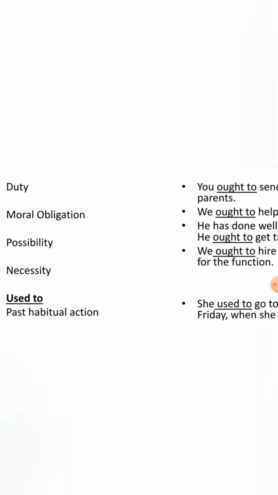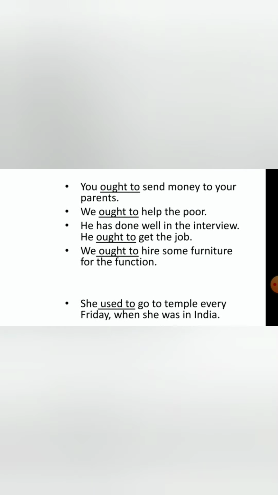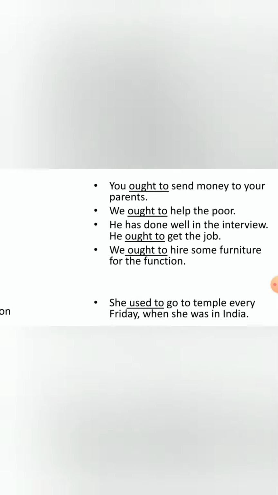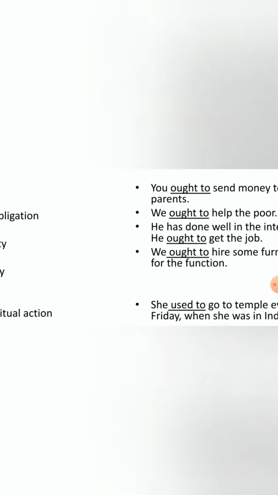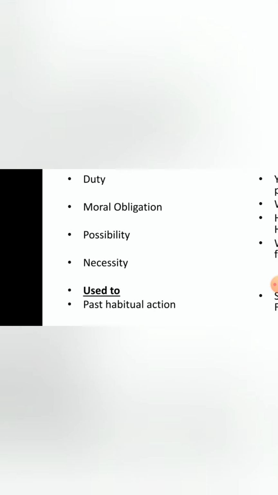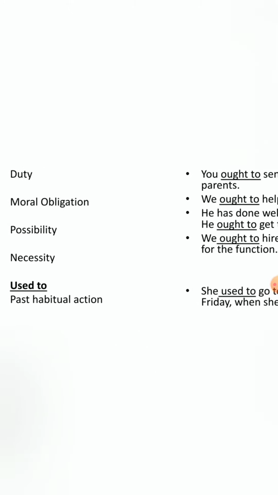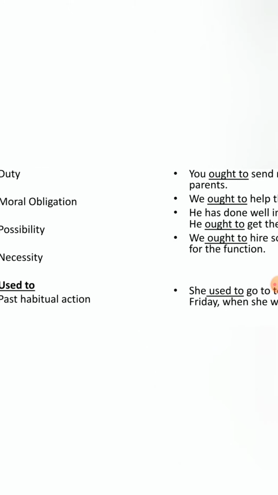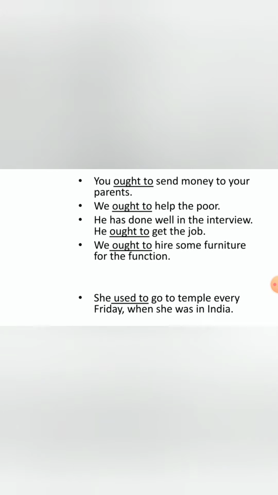Then next one is possibility. He has done well in the interview. He ought to get the job, because he has done well. So he ought to get the job. There is a possibility. Possibility means, as I told you, a thing that may happen. Next one is necessity, need. We ought to hire some furniture for the function. For the function, we have to hire some furniture. Here we can use a modal verb ought to.